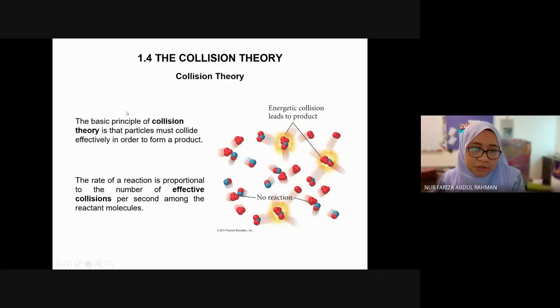Okay, alright, so the basic principle of collision theory is that particles must collide effectively in order to produce product. Kalau dia collide saja, that means the probability of producing product may increase. Tapi kalau dia collide effectively, that means confirm it will produce product. So the rate of reaction is proportional to the number of effective collisions per second among the reactant molecules. So the rate of reaction sebenarnya depends on the number of effective collisions. Effective collision is again the collision that produces product.